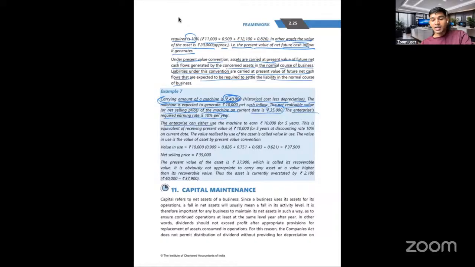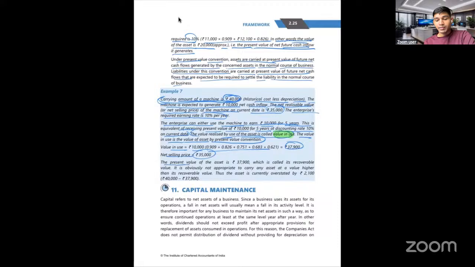Then the enterprise can either use the machine to earn rupees 10,000 for 5 years, and this is equivalent to receiving the present value of rupees 10,000 for 5 years at a discounting rate of 10% on the current date. The value realized by use of the asset is called the value in use, and the value in use is the value of the asset by the present value convention. The value in use will be 37,900 and the net selling price is 35,000.